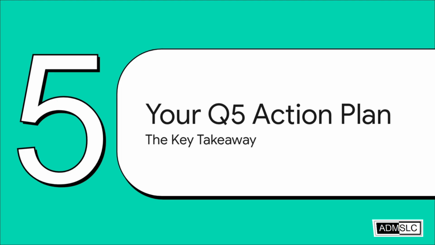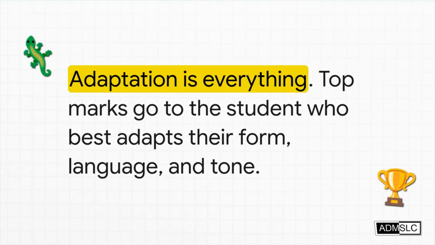All right, let's pull all of this together. What is the one crucial takeaway that is going to completely transform your approach to question 5? It all comes down to this single word: adaptation. The top marks don't go to the student with the best generic argument. No way. They go to the student who can best adapt their form, their language, and their tone to the specific task they've been given. You have to be a chameleon.